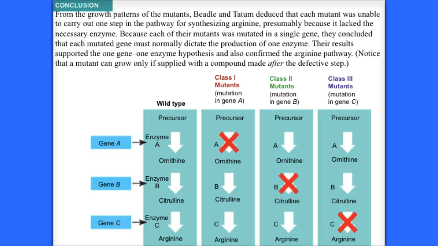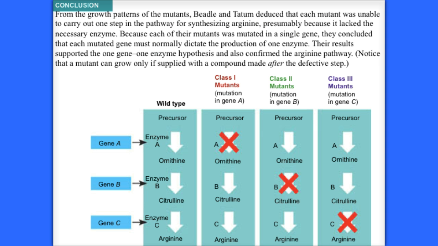The class 2 mutant could not convert ornithine into citrulline because the gene was mutated and could not produce a particular enzyme. And similarly, class 3 could not convert citrulline to arginine because it had some mutations and hence the enzyme was missing, and therefore arginine was not being synthesized. Being synthesized, thank you.